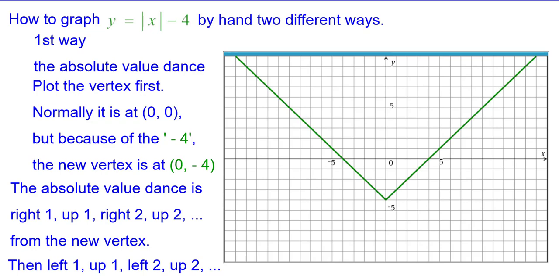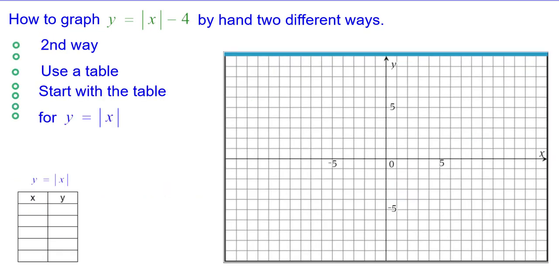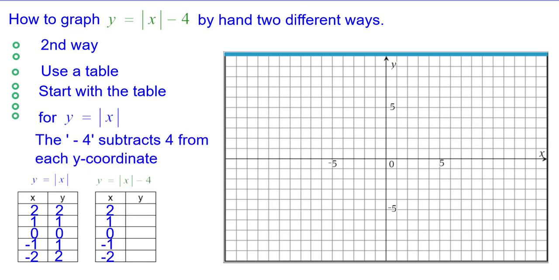If you'd like to do it by table, again, we start off with the traditional absolute value of x table, and each y value is going to be subtracted 4. So the 2 will go to negative 2, the 1 will be negative 3 and the 0, negative 4. 1 will again go to negative 3 and 2 to negative 2. And we have 5 points. We can go ahead and plot. (2, negative 2), (1, negative 3), (0, negative 4), and so on. And there's our absolute value V that we can connect the points.